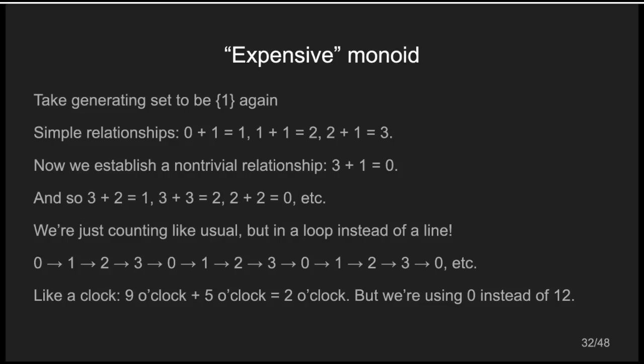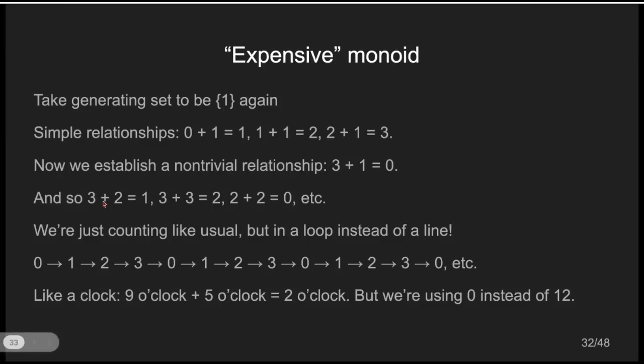So we'll take our generating set to be 1 again, and we'll do some familiar relationships. So we'll have 0 plus 1 is 1, 1 plus 1 is 2, 2 plus 1 is 3. But now we're going to establish a non-trivial relationship. We're going to turn our brain on and actually think about something and make a deliberate choice. We're going to say 3 plus 1 is 0. Now that might seem weird, but this is totally legitimate because all we have to do with a monoid is combine numbers to create other numbers. Well, 3 plus 1, if I combine them to create 0, I've satisfied the rules of a monoid. So it looks weird, but it's actually totally legitimate.